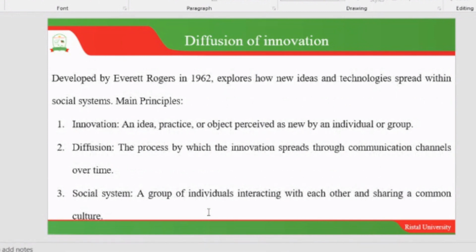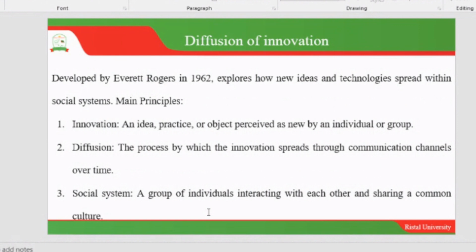And this Rogers guy explored how these new ideas or technologies spread within social systems by defining the key principles that underlie diffusion of an innovation, which include innovation itself as an idea, a practice, or object perceived as new by an individual or a group. Then diffusion as the process by which the innovation spreads through communication channels over time.